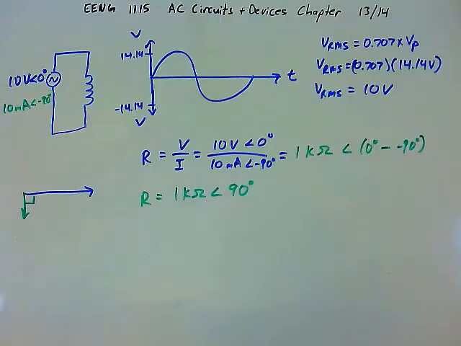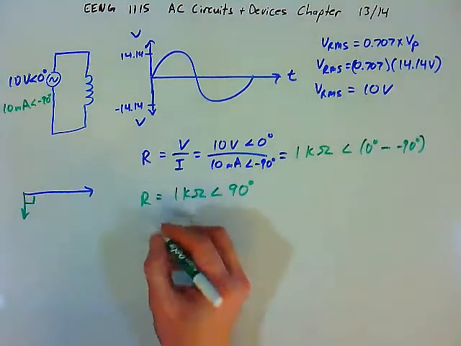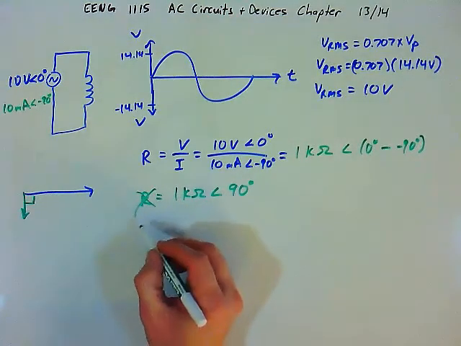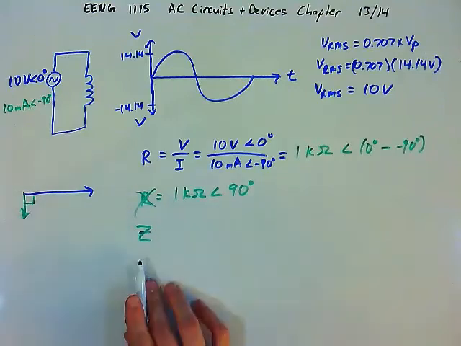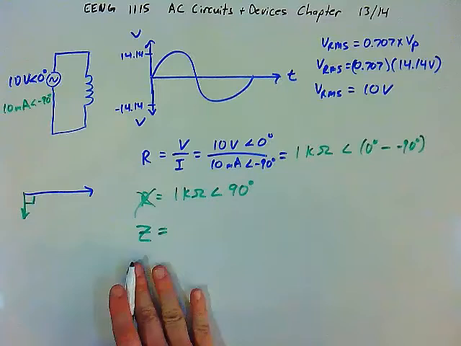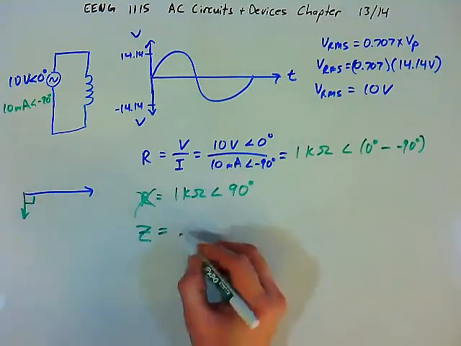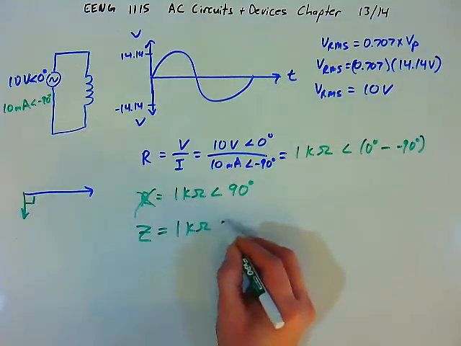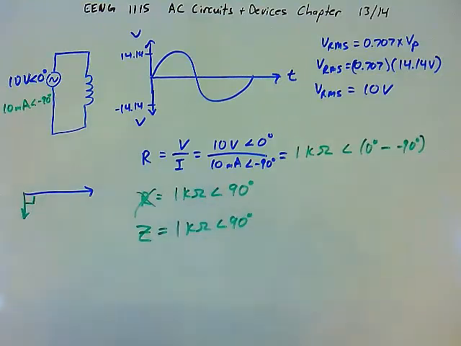And the inductor doesn't actually offer resistance, right? Resistors offer resistance. Inductors resist the change in current. And so to call this the resistance is not actually an accurate term. We actually call this the impedance. So we're not going to call this resistance, we're going to call this impedance, and we label that with a Z instead of an R. The impedance of this particular circuit must be 1 kilo ohm at 90 degrees. And we figured that out just by using Ohm's law.